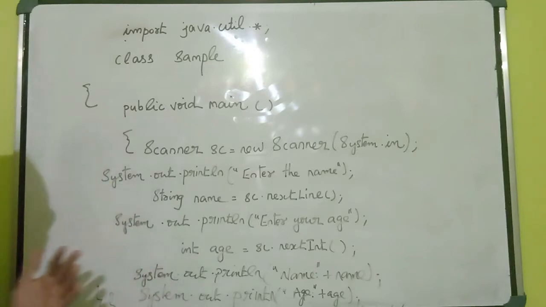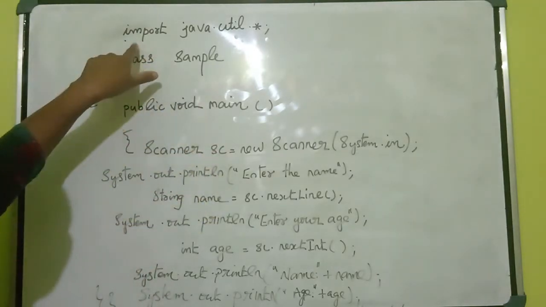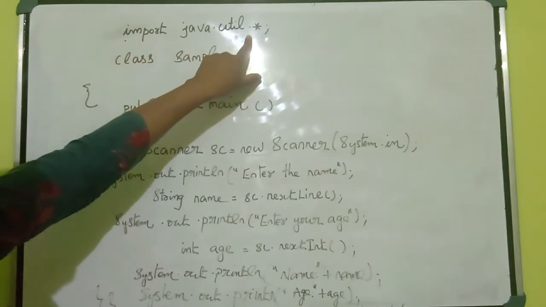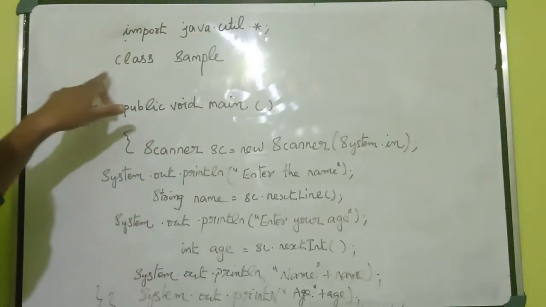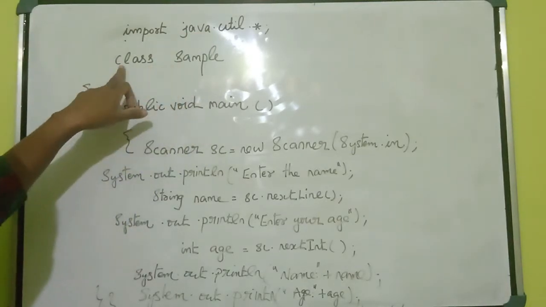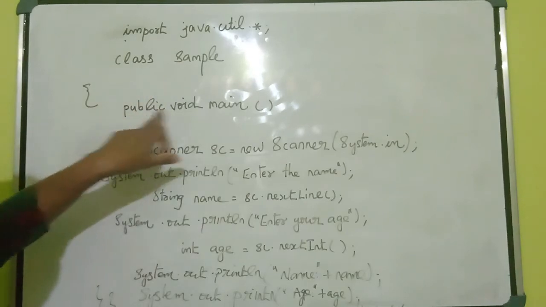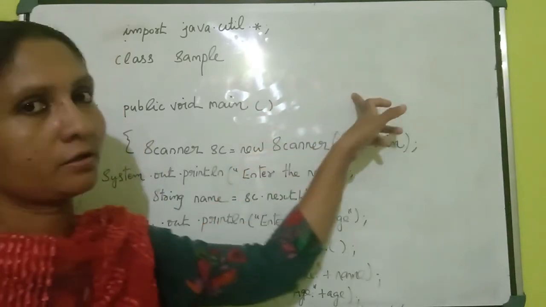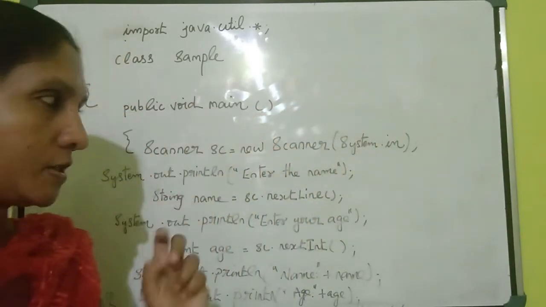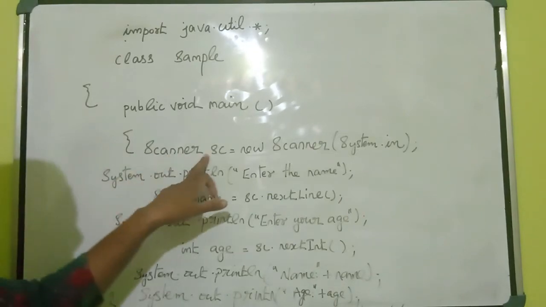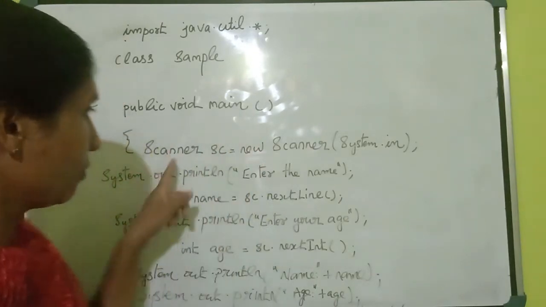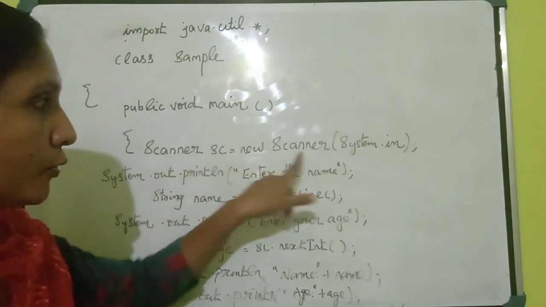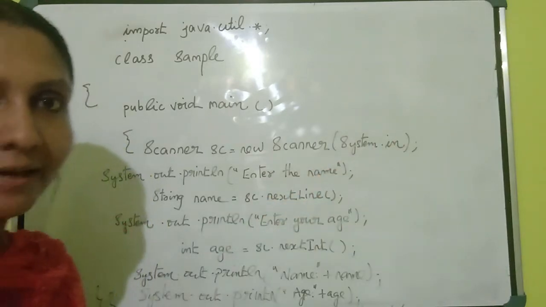Before creating a Scanner class object, we need to import the util package. First you have to write import java.util.*; then a semicolon. After that I write the class name, class Sample, open the curly bracket, then the function name, public static void main, with brackets. No need to write the throws IOException here. Then open the curly bracket. First you have to create the Scanner class object. How? We all know. Scanner sc, I have given sc for the object name. Scanner sc = new Scanner(System.in); with the bracket closed and a semicolon.